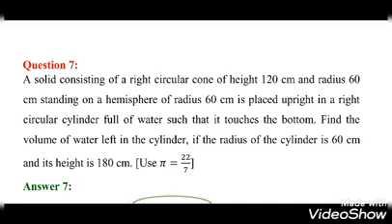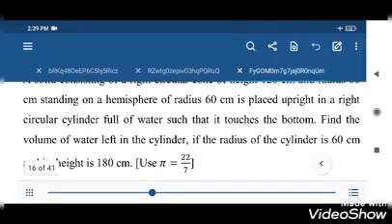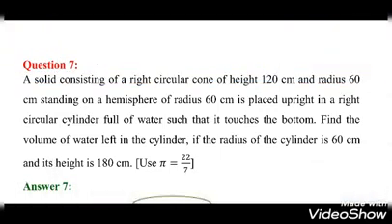Already I told you, this is also Archimedes principle. Archimedes principle: the water left out is equal to the volume of the partially or fully submerged solid shape. But here we need to find the volume of water left in the cylinder. So how do we find it? Volume of water left is equal to the volume of the cylinder, from which you need to subtract the volume of the solid. The solid is a combination of a right circular cone and a hemisphere.